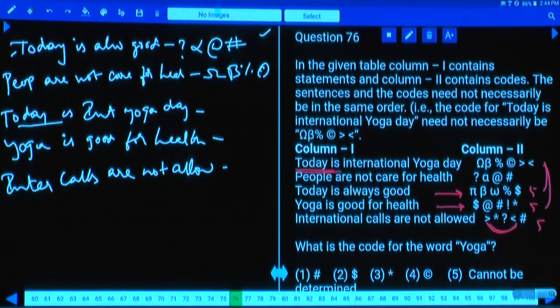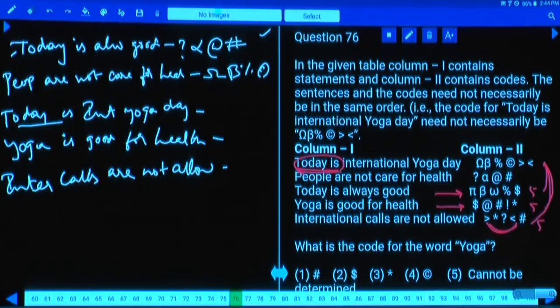And the next one, if you compare here, this is the only place where we are having two elements which are common between the first one and the fifth one. Are you following this or not? Now, today is common. Today is always good. As today is International Yoga Day, 2 are there. Here also 2 are there. We know the code for 4, isn't it? Today and is. Hence I am comparing with this one.